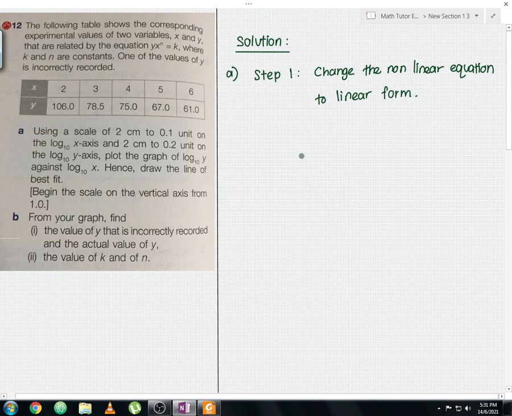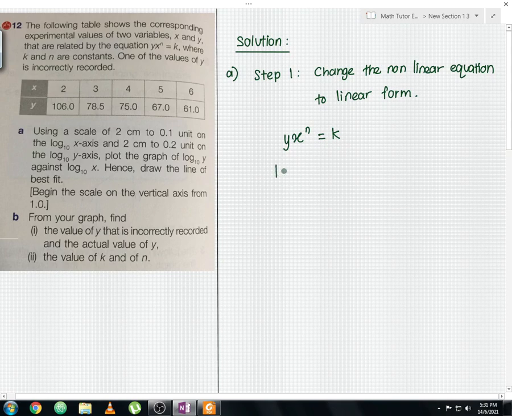Okay, so let us write down the non-linear equation in the working here. So given that y times with x to the power of n is equals to k. So for the next step, what we're going to do is we're going to log both sides with respect to base 10. So let us perform the logarithm.